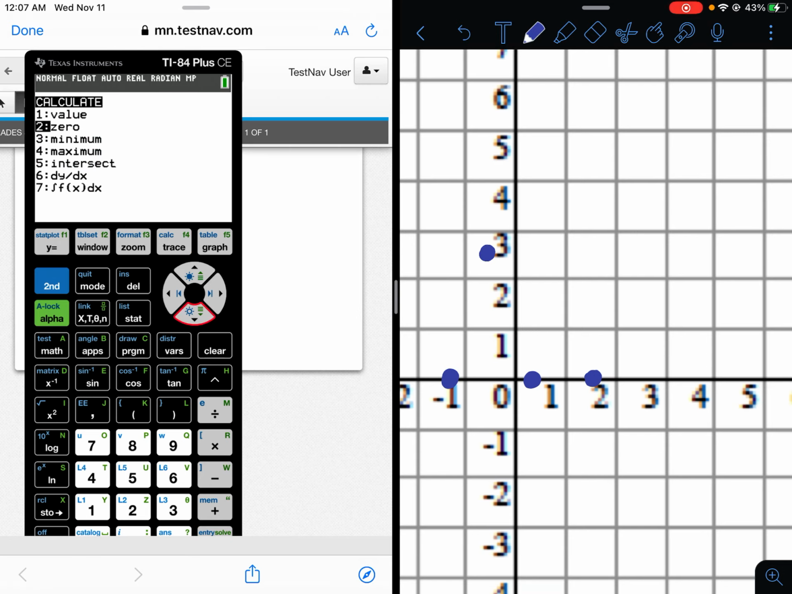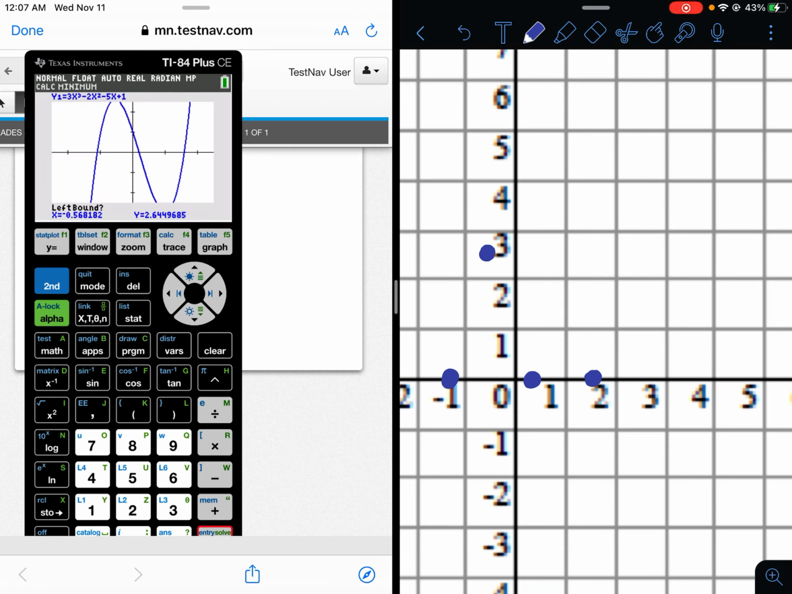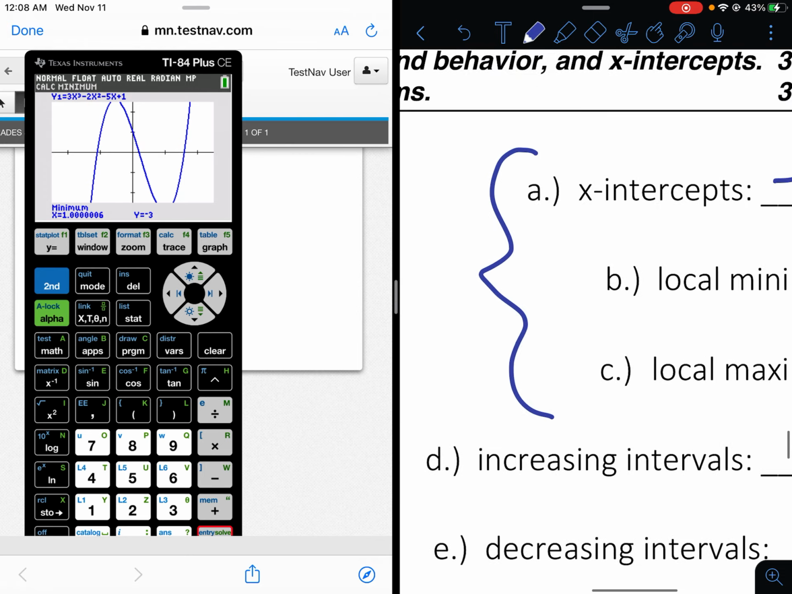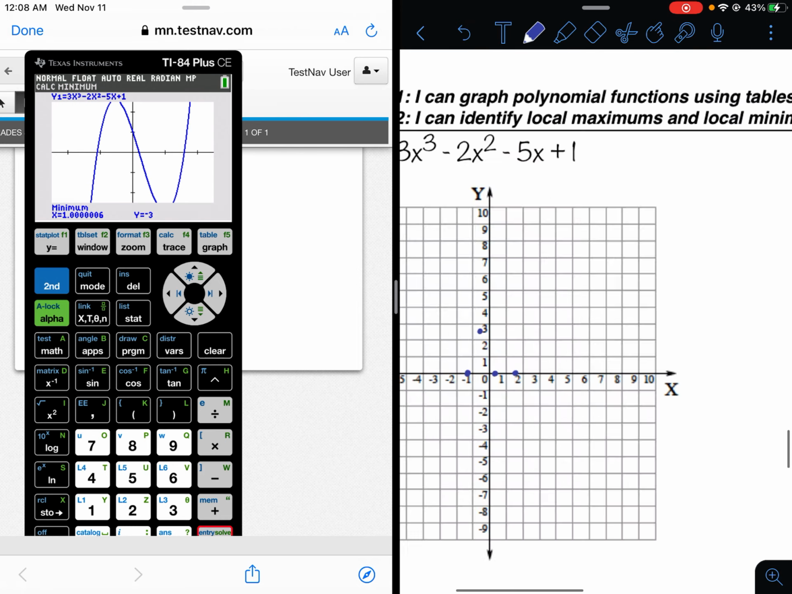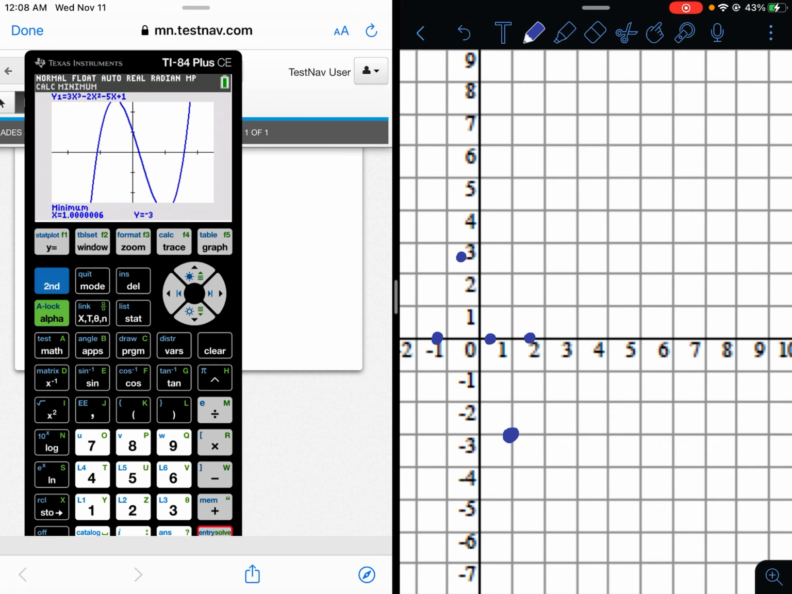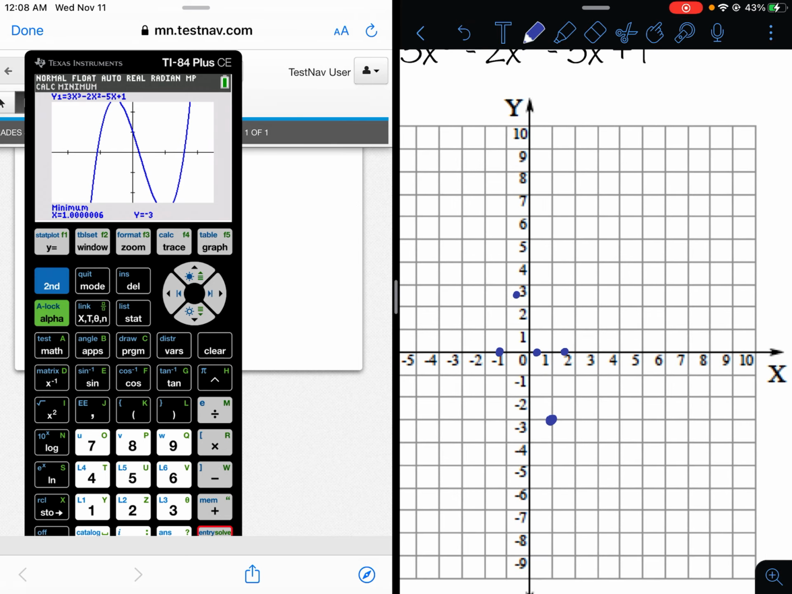And now I need to find the local minimum. So I go to second trace and then minimum. And so now I'm going to go over here. I know the minimum's somewhere down here. I need to make sure that I'm on the left side first, right side second, and then enter a third time for my local minimum, which looks to be 1, -3. So 1, -3 is my local minimum. And so I'm going to plot that, 1, -3.